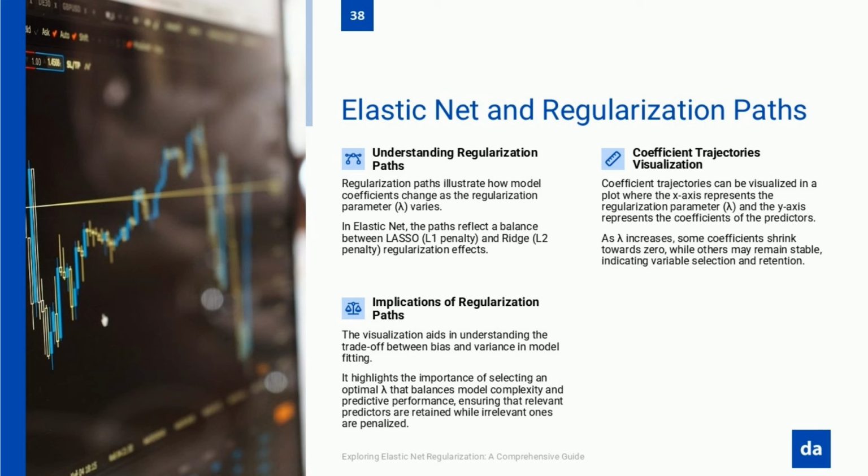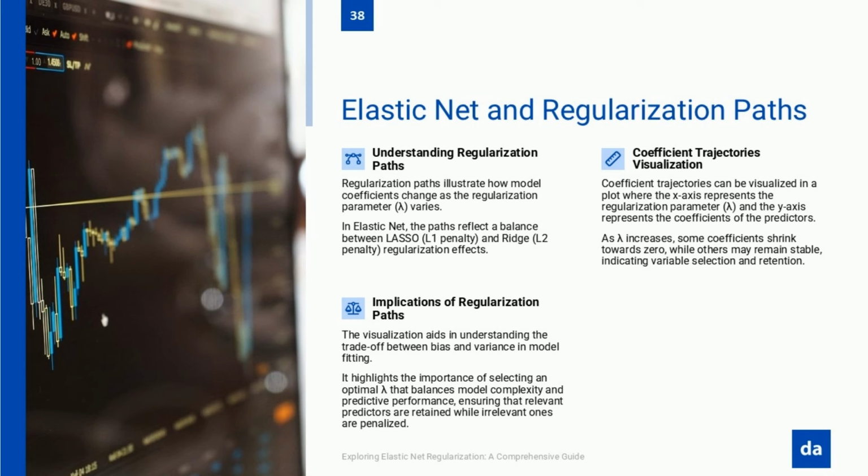Which features are the first to be eliminated? If a predictor's coefficient drops to zero quickly, it wasn't a strong signal. Which features remain important even under strong regularization? These are the variables that have the most predictive power. Unlike Lasso, where features can disappear suddenly, Elastic Net allows for smoother transitions, meaning that correlated variables can shrink together instead of being arbitrarily removed.